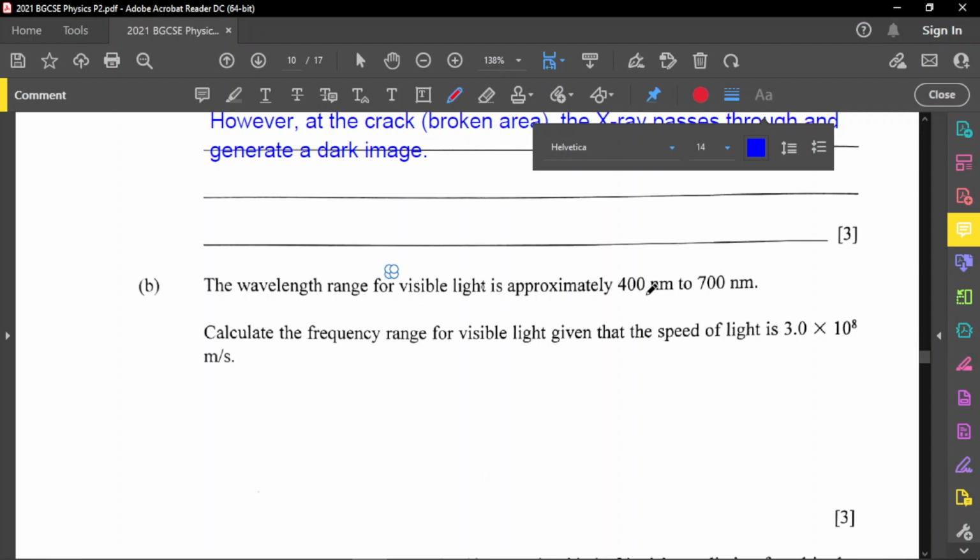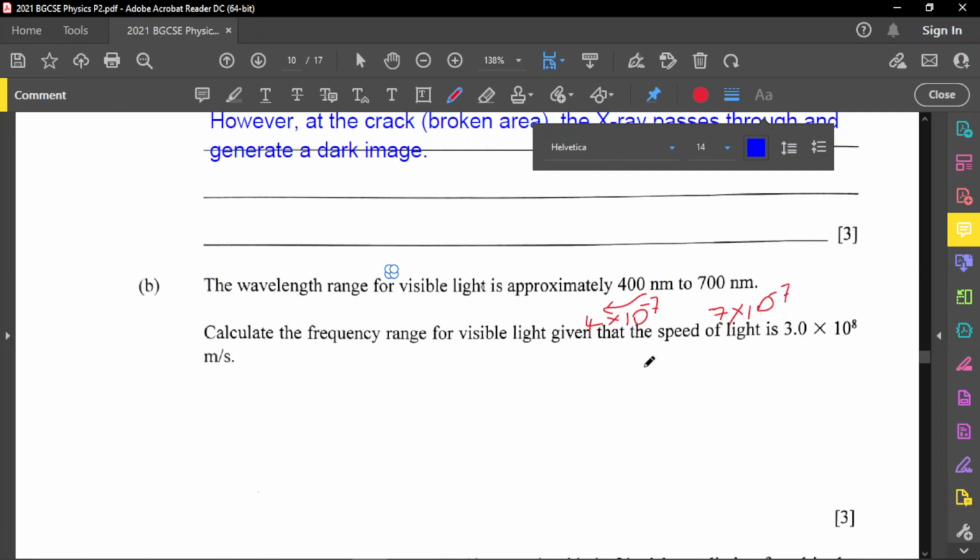So if you have 400 nanometers, it is the same as 4 times 10 to the minus 7. So 2 zeros are actually taken off if you think about it. So that's our value for 400 nanometers. And the value for 700 nanometers will be 7, taking off 2 zeros again, times 10 to the minus 7, because a nanometer is 10 to the minus 9.